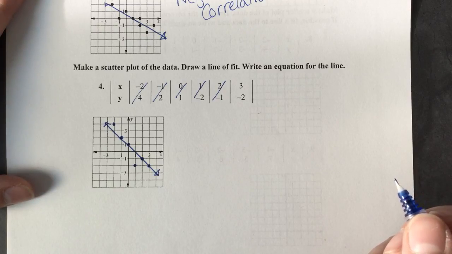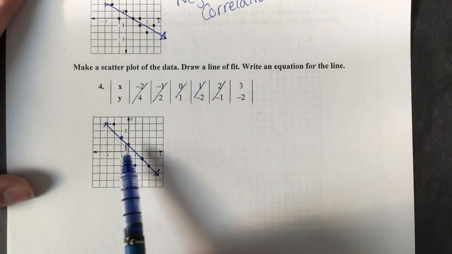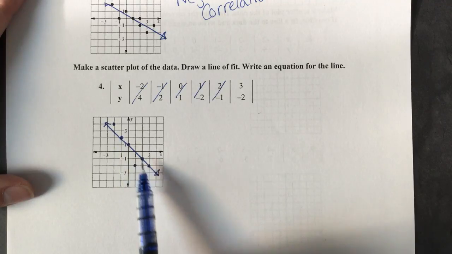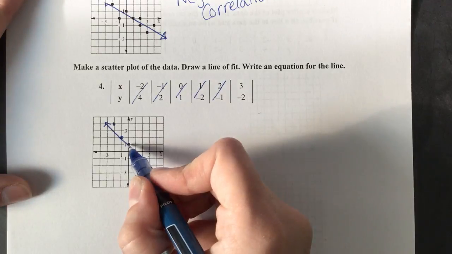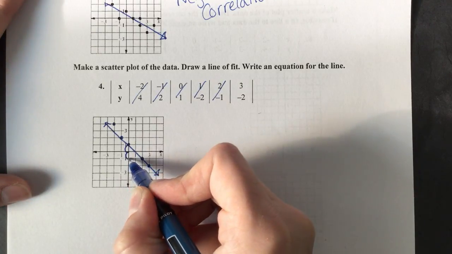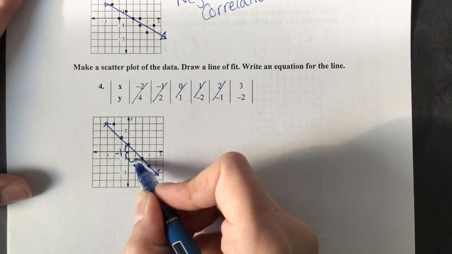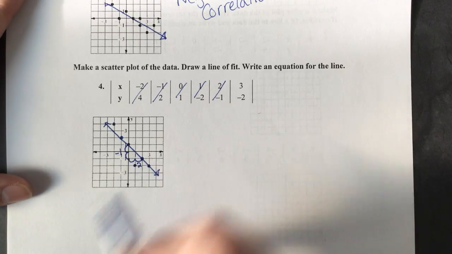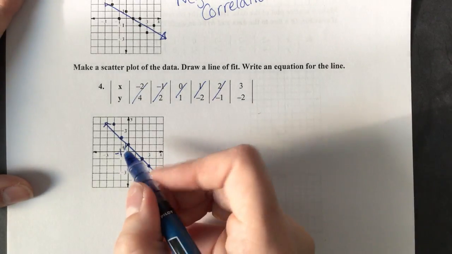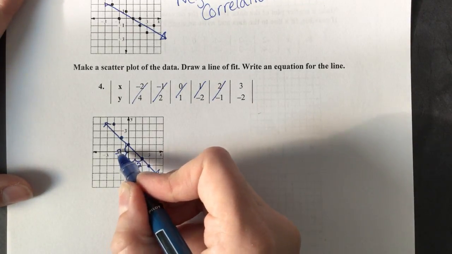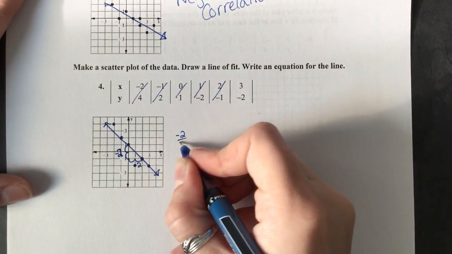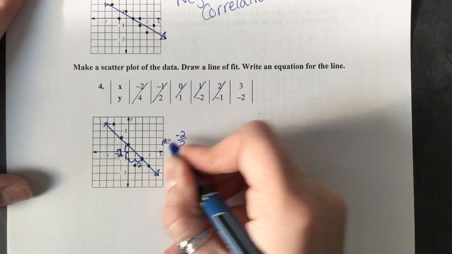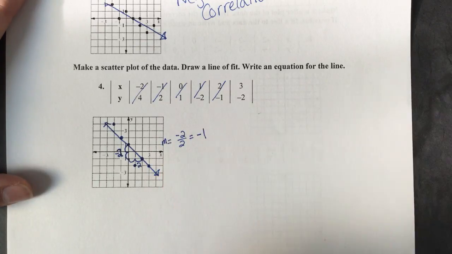So let's find a slope. I pick two of the points that lie on my line. I could pick any of those four. I'm going to pick these two. Down 1, 2. Forward 1, 2. So I have down 2, forward 2. So -2 over 2, which is -1. My slope is -1.